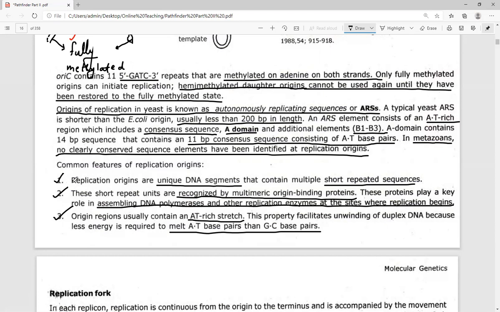The origin of replication must always contain unique DNA sequences. It must have multimeric origin binding proteins, which include DNA polymerases and several different enzymes. It must have an AT rich sequence present within itself. Along with the AT rich sequence, GC rich sequences are also present, which help in melting the DNA at the AT rich region. We always know that an AT rich region can be melted more easily than a GC rich region.